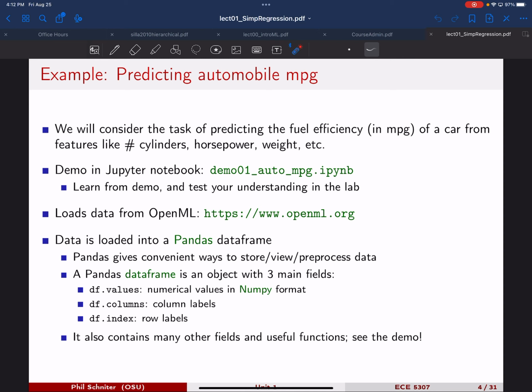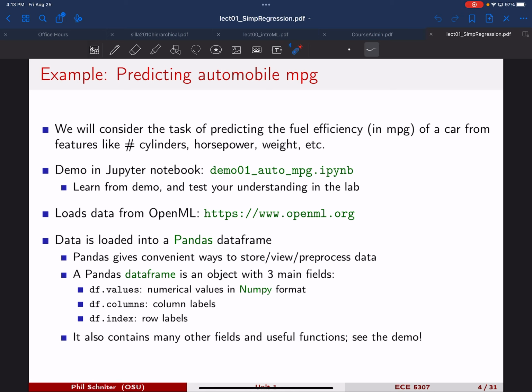A Pandas data frame is an object in the sense of object-oriented programming. That means it's an object with data fields as well as functions or methods attached to it. It has many data fields, but the three main ones are the values, which contain the numerical values of the data set, the columns, which contain some text labels so you know what those different things are that you're using, as well as .index, which is the row label.